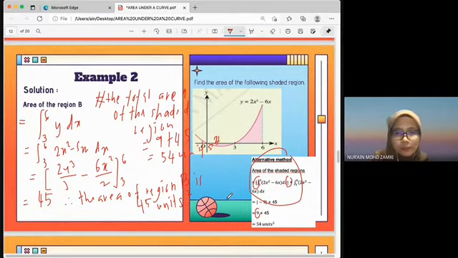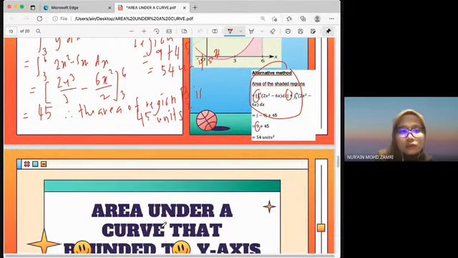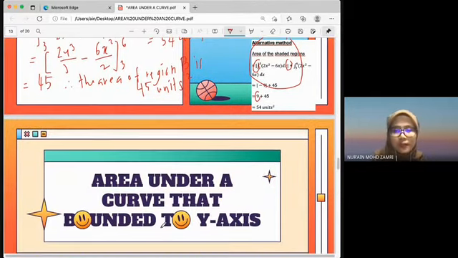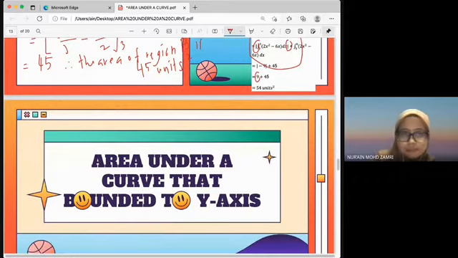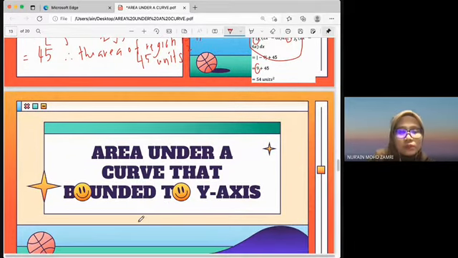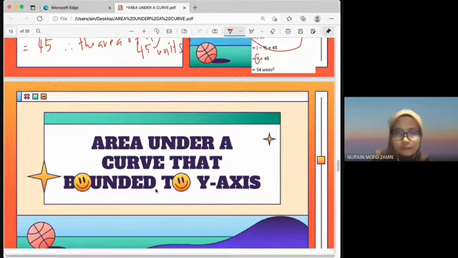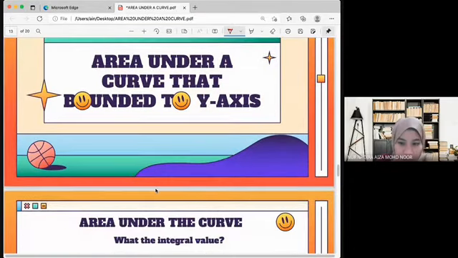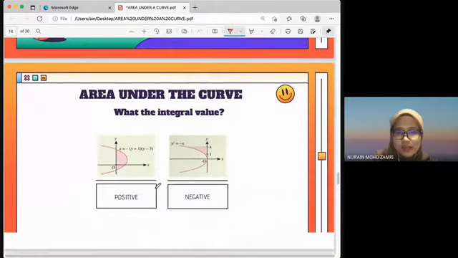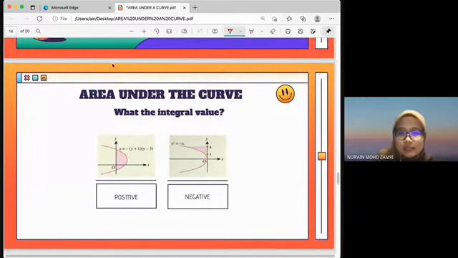Okay. Now let's learn how to find the area under a curve that is bounded by the y-axis. So before we go to the first example, I would like to ask, if the region is to the left of the y-axis, then what is the integral value, whether it's positive or negative? Yes, correct. It will be negative. So this is to the left.